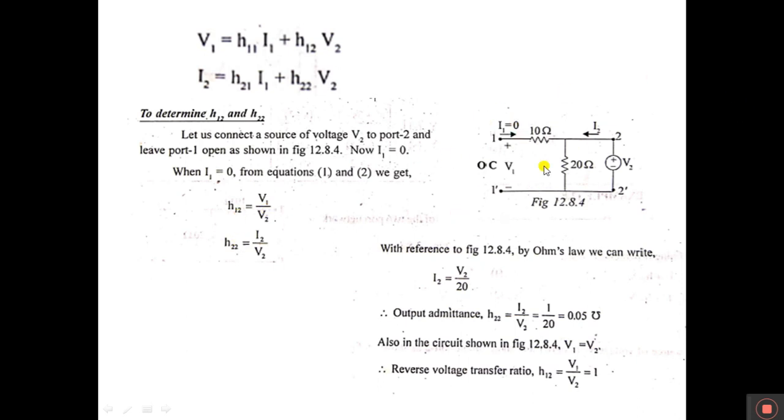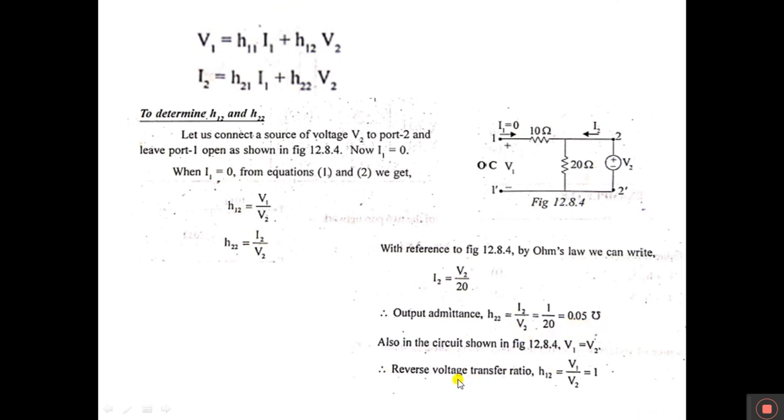Open circuit this terminal, I1 equals 0, by applying voltage source here. If it is open circuit, there is no current flowing in this 10 ohm. Then you can directly write the equation V2 by I2 equal to 20, or I2 equal to V2 by 20. The H22 equation is I2 by V2.